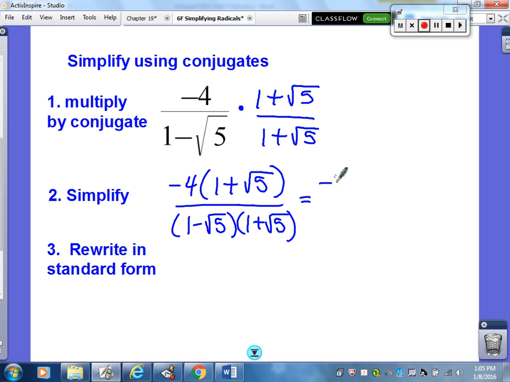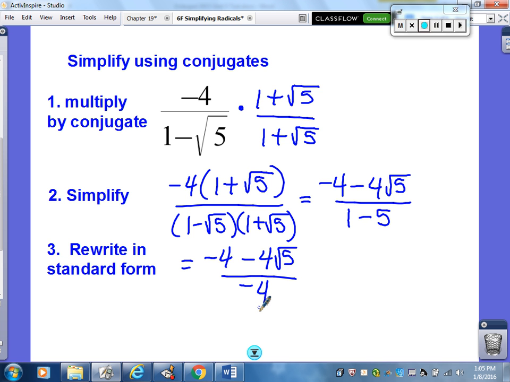So we're going to go negative 4 minus 4 square root of 5 over, on the bottom, I'm going to get 1, middle terms add out, minus the square root of 5 times the square root of 5 is just 5. So what do we get? Negative 4 minus 4 square root of 5 over negative 4. All right, let's clean this up and put it in standard form. So negative 4 over negative 4 plus negative 4 square root of 5 over negative 4. So my final answer is 1 plus the square root of 5.